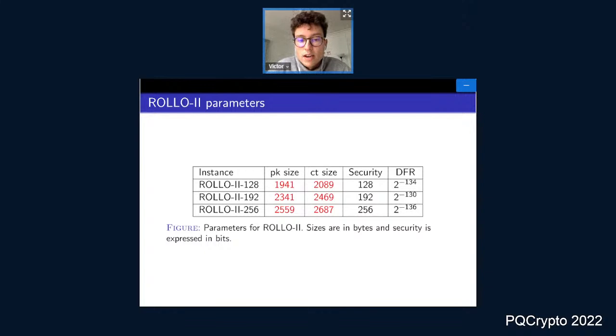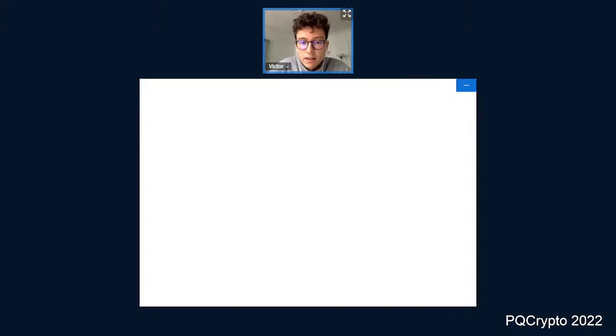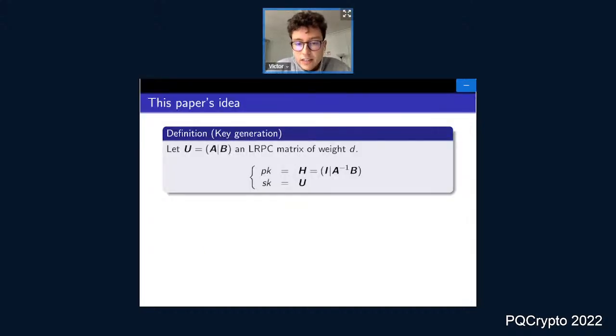And so we are going to improve in our paper these parameters of Rollo 2, but while keeping a negligible decoding failure rate. So the core idea is to send what is called multiple syndromes at once. So for the key generation, it does not change. So you still have your secret key to be a low-rank parity check matrix. But this time it can be ideal or not, depending on which instance you choose.